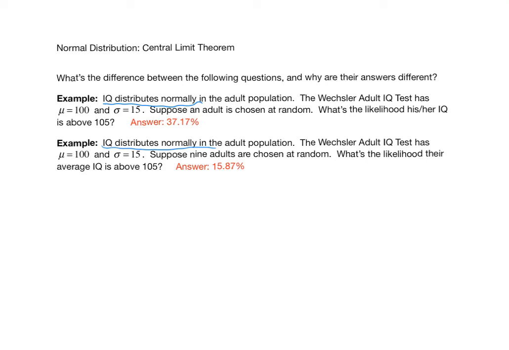So the big difference here is you're choosing one adult in the original problem, and now in these new problems, you're choosing a group of adults. And here you wanted to know what's the likelihood that person's raw data value is above 105, whereas here we want to know what's the likelihood their average, the x bar, is above 105. So from a previous screencast, we got an answer of 37.17% to this one and 15.87% to this one. Why did that happen? What's the difference?